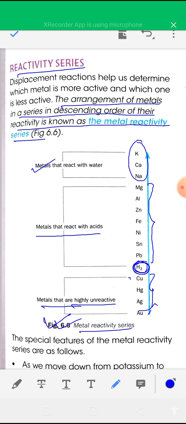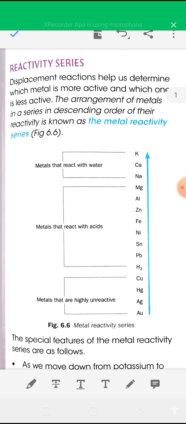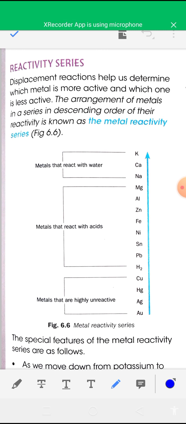Okay, so from this reactivity series it is clear that from top to bottom, the reactivity of metals decreases. In this reactivity series, you can see most reactive metals are placed at the top. Most reactive metal is potassium, and least reactive metal is gold. From this reactivity series you can tell which metal is most reactive and which metal is least reactive.